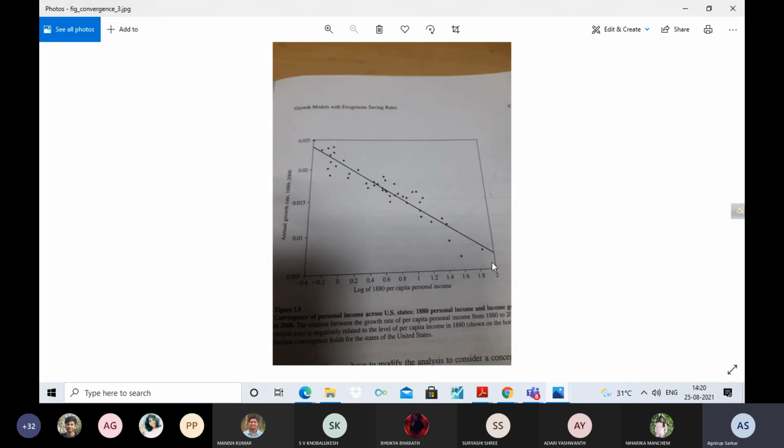All right. So this particular figure plots the growth rate of per capita personal income for each state from 1880 to 2000, so 120 years of data, against the log of per capita personal income in 1880, right? So absolute convergence, meaning that initially poorer states grow faster in per capita terms, holds clearly in this diagram. We can clearly notice that the concept of absolute convergence holds true. That is, the initially poorer states are growing faster in per capita terms.